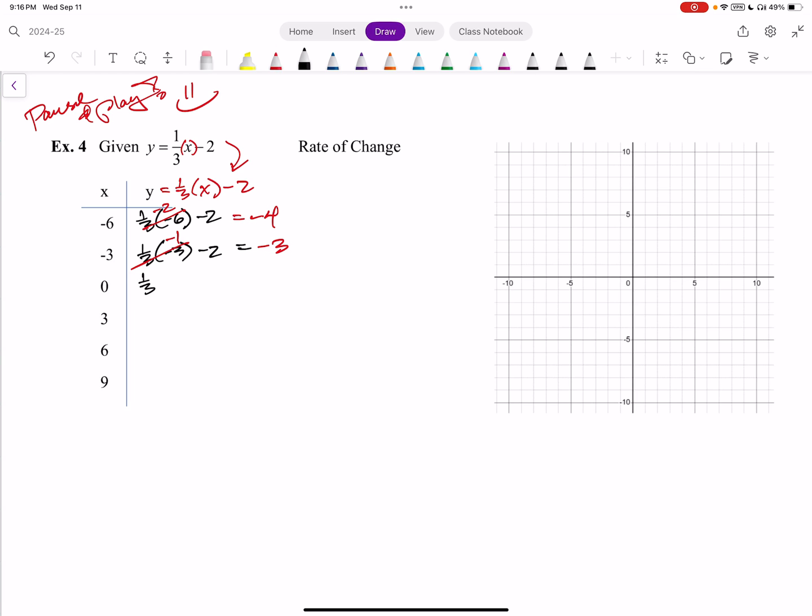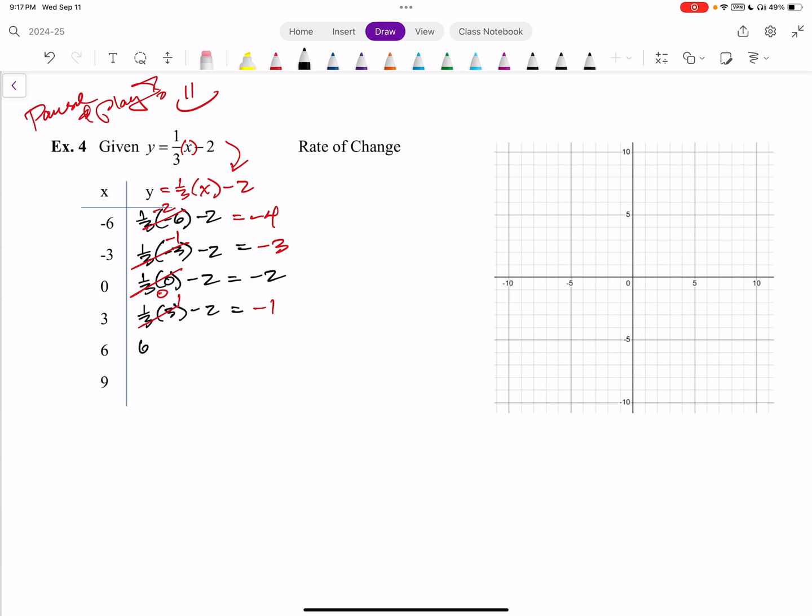All right, 1/3 times 0 minus 2. Well, that's got to be negative 2, because this part is just 0. 1/3 times 0 is 0, obviously, and 0 minus 2 is negative 2. So now let's take 1/3 of 3 minus 2. So 1/3 of 3, all right, 3 divided by 3 is 1. 1/3 of 3 is 1. 1 minus 2 is negative 1.